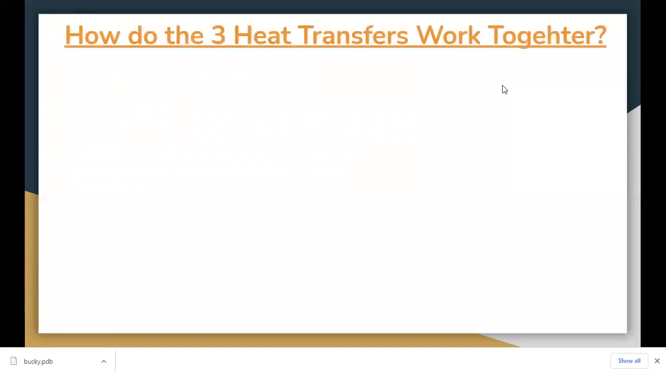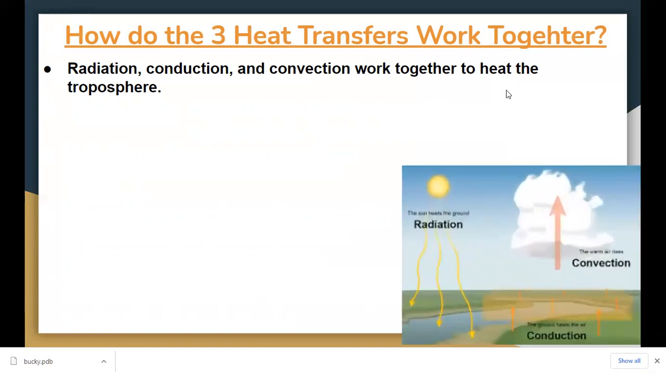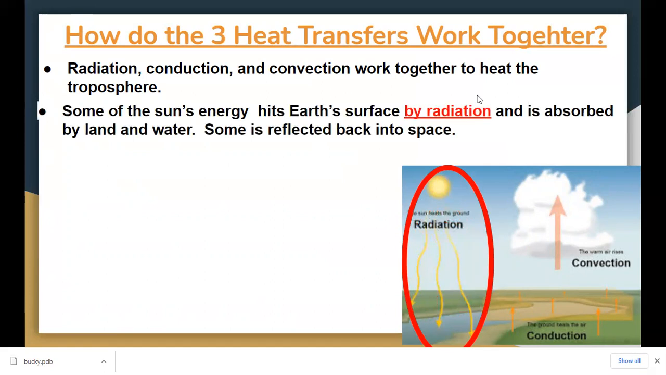How do the three heat transfers work together? Well, radiation, conduction, and convection work together to heat the troposphere. Remember, the troposphere is the atmosphere layer closest to us, closest to the surface. So let's look at radiation, convection, and conduction in that picture on the right there. Some of the sun's energy hits the Earth's surface by radiation and is absorbed by land and water. Some we know is reflected back into space. So that's radiation directly from the sun.